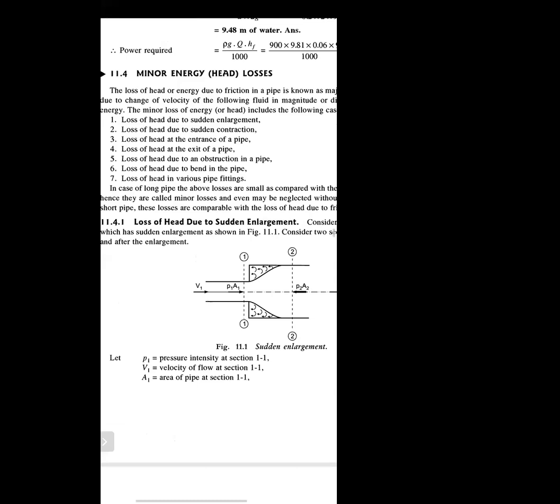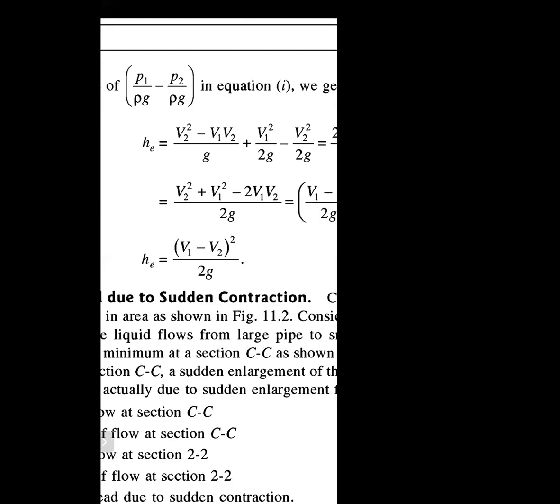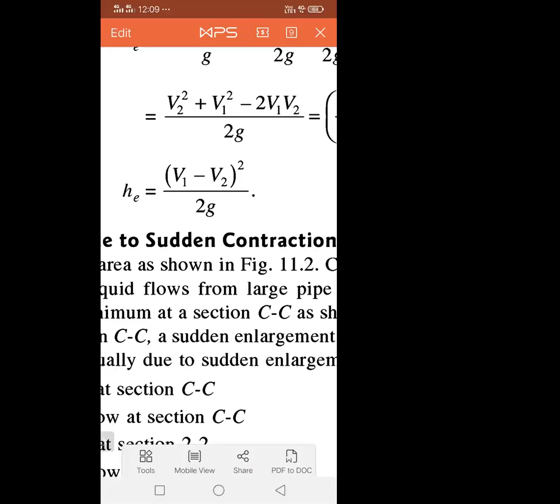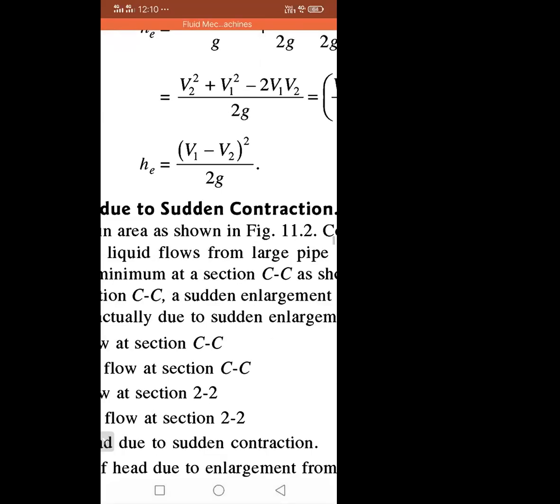The formula we got in the previous lecture: he is equal to (V1 minus V2) whole square upon 2g. This is he, head loss due to sudden enlargement of section, where V1 is the velocity at section 1 and V2 is the velocity at section 2.